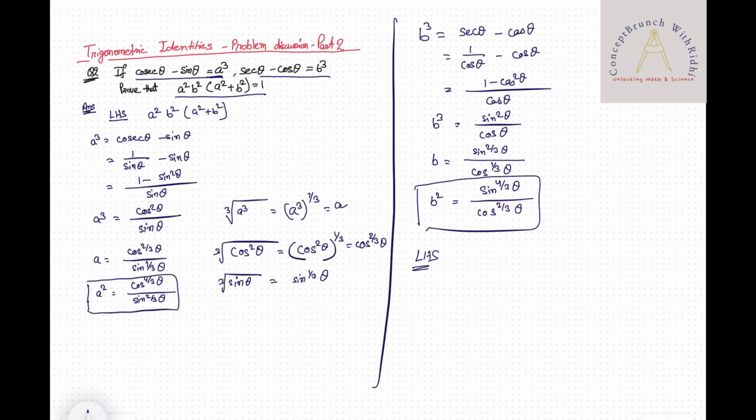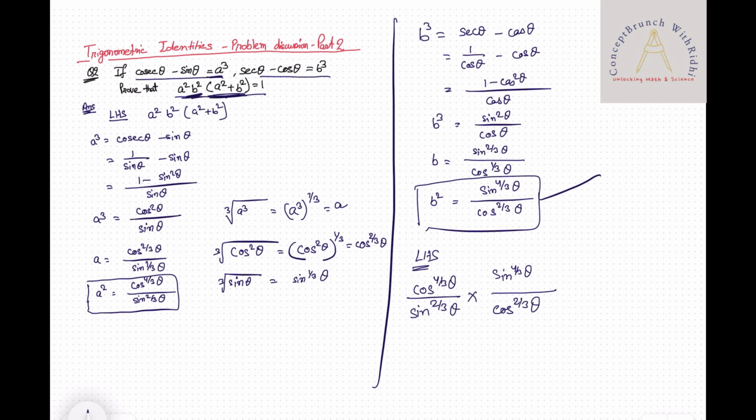Let's write the LHS part and put all these values. So a square. What is the a square? Look. Cos 4 by 3 theta divided by sine 2 by 3 theta. Next, what is that? The b square, right? Let's write the b square. What is the b square? This one. Sine 4 by 3 theta divided by cos 2 by 3 theta, right?